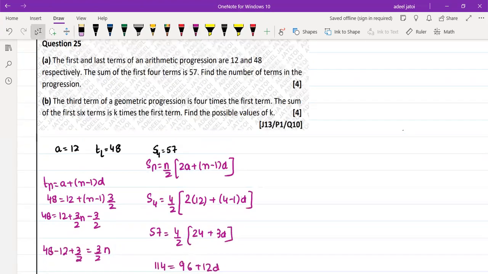This statement shows that your understanding of English is very important, because what it clearly says is the sum of the first 6 terms is k times the first term. So the first term is a, k times will be ka. That means you have been given the sum, that is ka. And r is greater than 1 because the third term was 4 times the first term. So it's an increasing function. When it is an increasing function, r is greater than 1. Find the possible value of k.